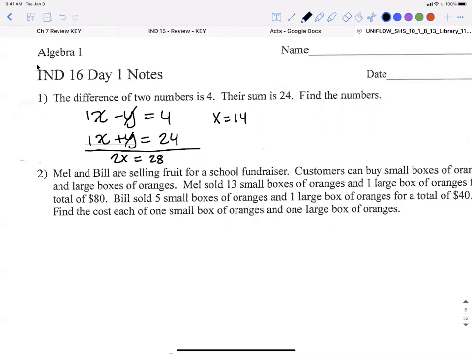Now we can plug back into either equation to find what the other number is. So I'm going to use that bottom one, X plus Y equals 24. In place of X, now I can put a 14, because I now know that X equals 14. 14 plus Y equals 24.